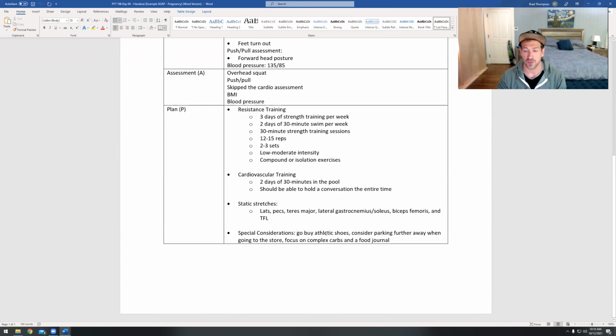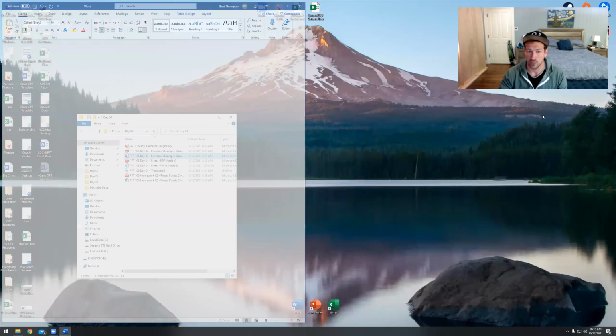Special considerations, we're going to tell her to go get some athletic shoes so that she's comfortable. Consider parking further away when she's going to the grocery store, because then she can burn a couple extra calories here and there. And then focus on complex carbohydrates while also implementing a little bit of a food journal. Those are all some fun things that are going to help us not only manage her body weight, but also manage her hunger cravings, and build a better relationship with food.